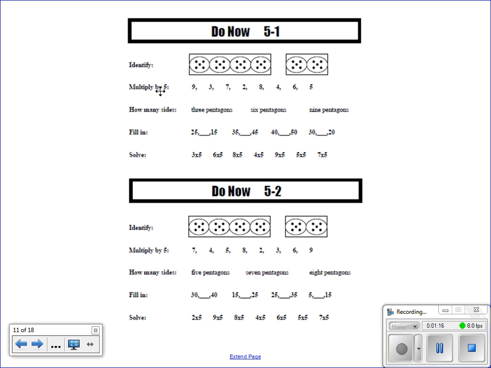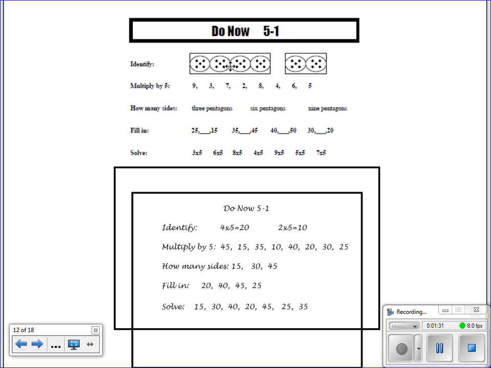Then it says multiply by 5, and you look at the 9, and if you multiply it by 5, you get 45. Multiply by 3, you get 15. So what I'm going to do is jump ahead to the next screen and show you what this looks like. Okay? Here's what it would look like.